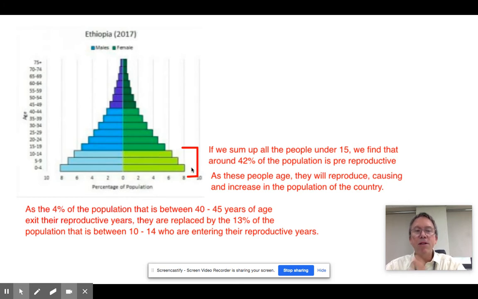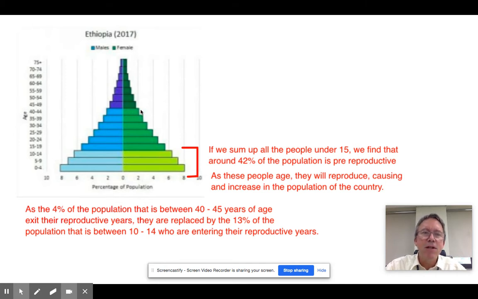So let's think of it this way. If you want to really get a handle on it, let's look up here. Up here, we've got about 4% of the population. Is that right? A little bit over 4%. Let's say 5% of the population is in this range, right at the top of their reproductive years.